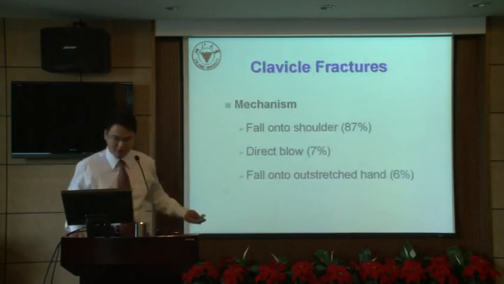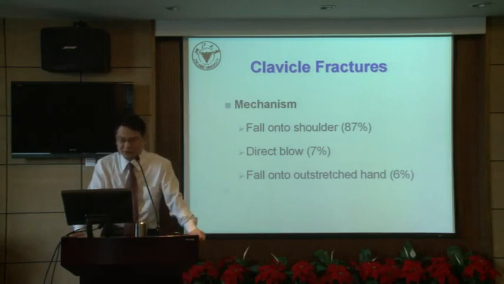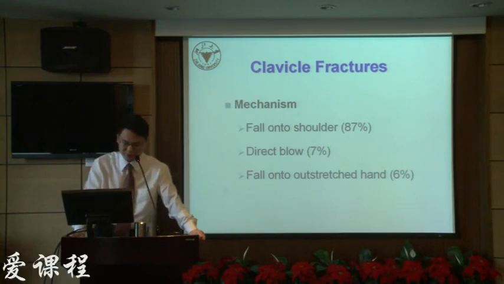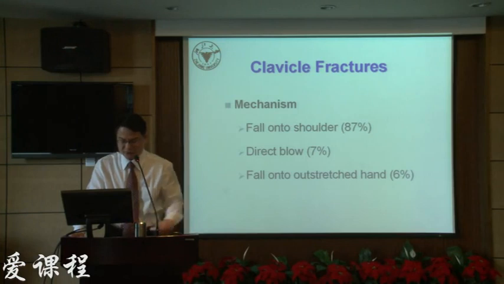and talk about them one by one. First, we are going to talk about the clavicle fractures, which is actually very common in clinical practice. The mechanism of clavicle fractures is mainly due to a fall onto the shoulder, and in rare cases, we have some patients who got a direct blow resulting in clavicle fractures, and in some cases fractures resulted from a fall onto outstretched hands.